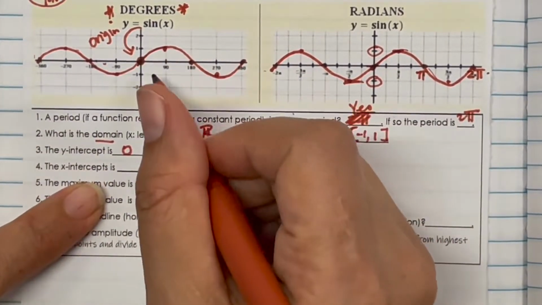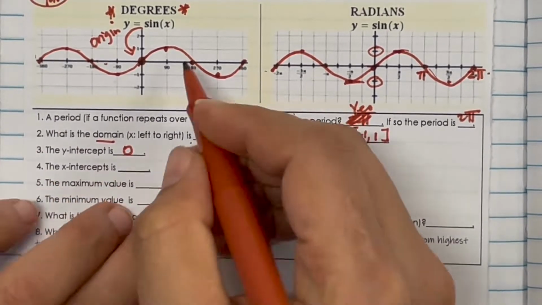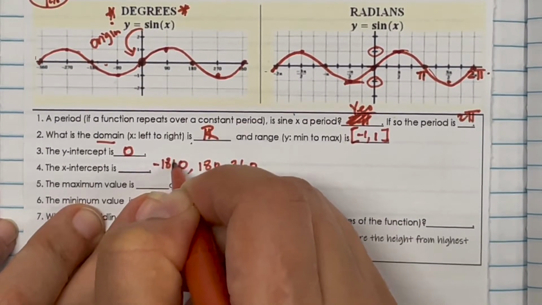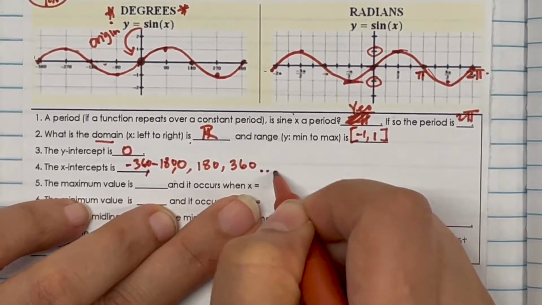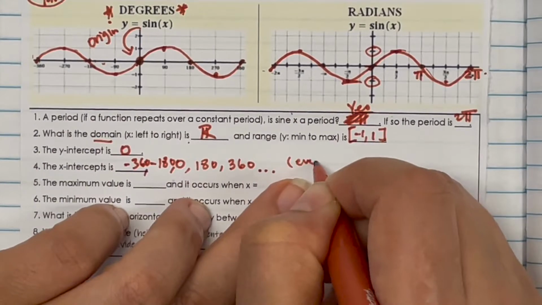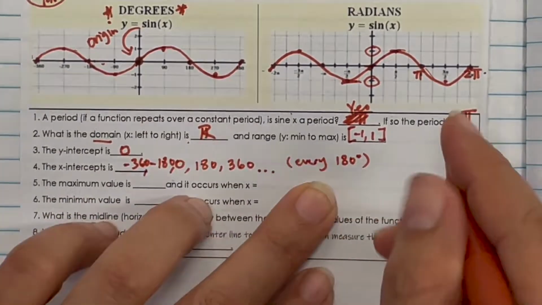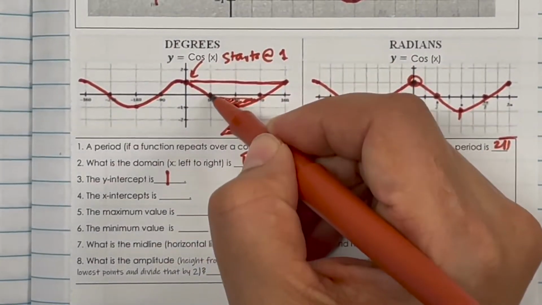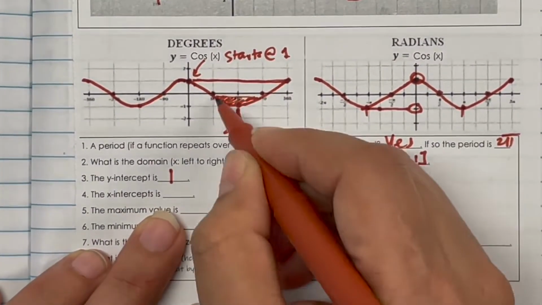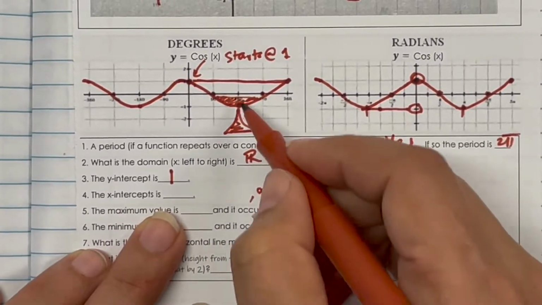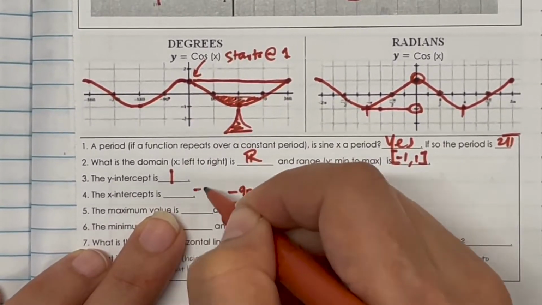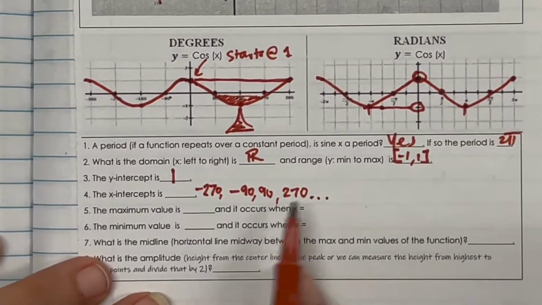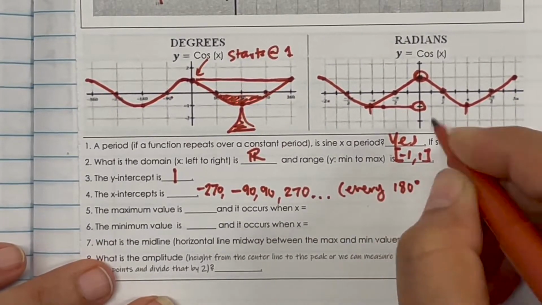All right, where it crosses the x-axis multiple times. I'm going to start kind of in the middle and then go negative, positive. So it starts at 0, then 180, then 360. On the negative side, negative 180, then negative 360. And it just keeps going in both directions. So every 180 degrees starting from 0. All right, so going to do the same thing for cosine. It starts at 90, then goes to 270. So it's every 180 degrees starting from 90, plus and minus, in both directions. Again, this is every 180 degrees from 90, plus and minus.